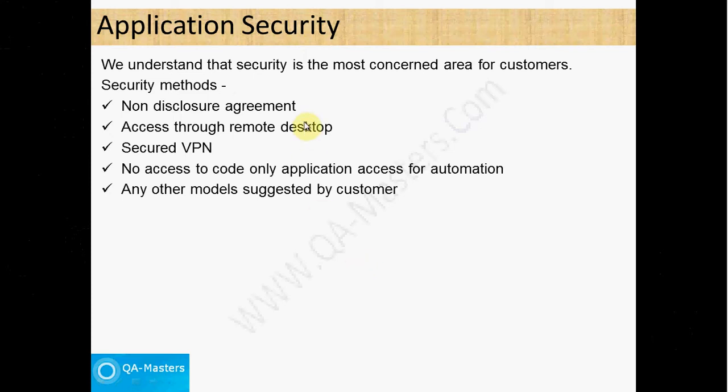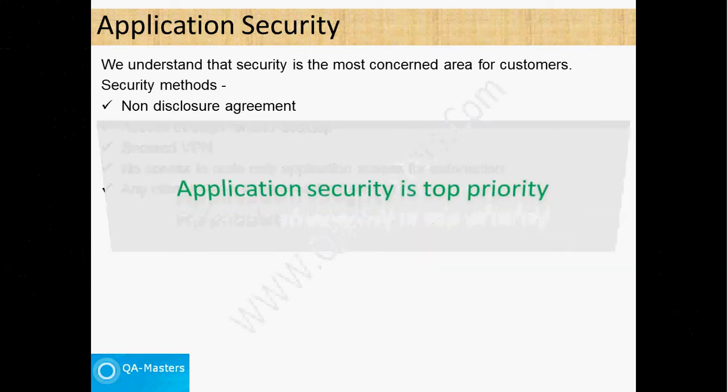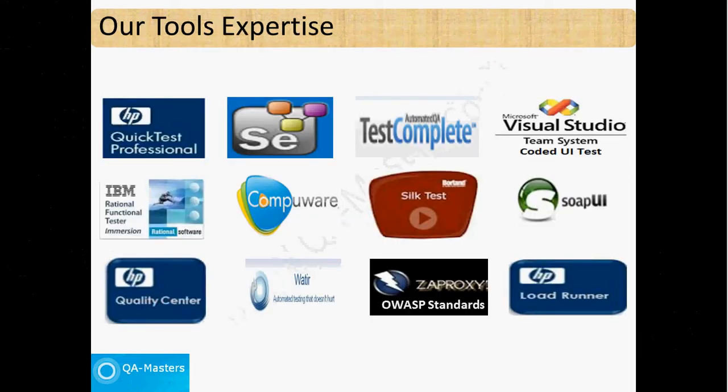Application security. Whenever we discuss with customers, the first concern from the customers is application security. We understand that security is the most concerning area for our customers. So we try to provide different ways to secure the application, say non-disclosure agreement, access through remote desktop, secured VPNs, no access to code, only application access for functional GUI automation. Any other modes suggested by the customer, we are ready to provide. Application security is top priority.